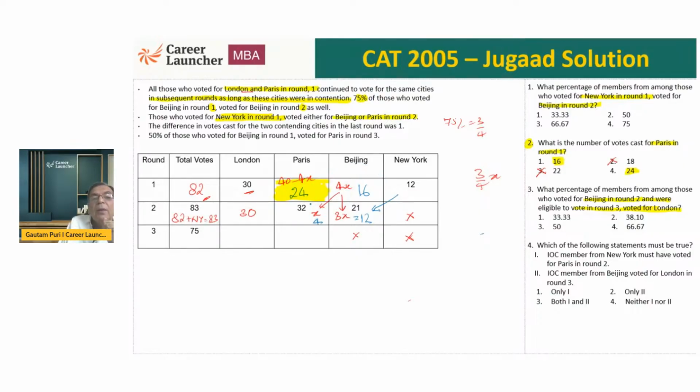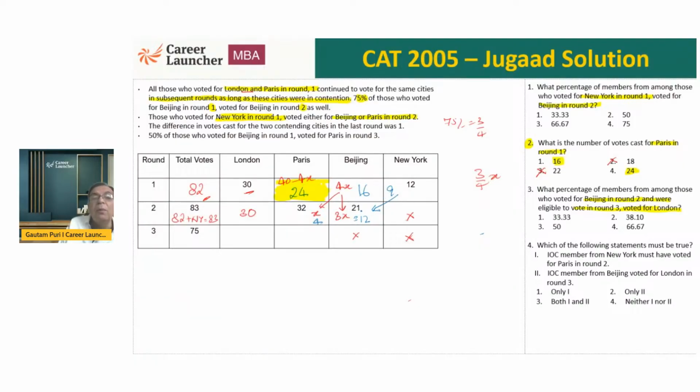Now let me just draw it out here. This CX is equal to 12. So if Beijing has got a total of 21 votes, 12 of those have come from the previous round. Where has the balance 9 come from? Those 9 cannot come from London. Those 9 cannot come from Paris. So these 9 would have definitely come from New York. So out of the 12 people of New York, 9 decided to vote for Beijing in round 2.